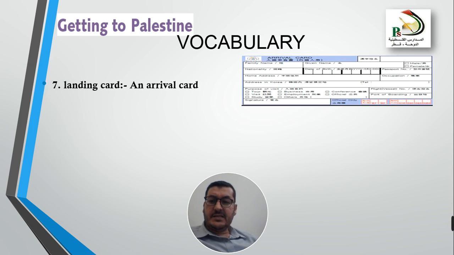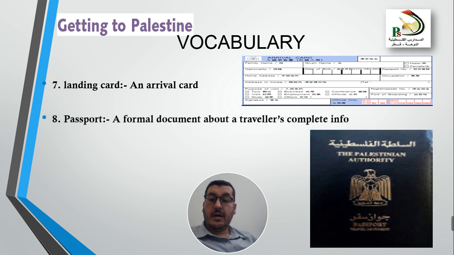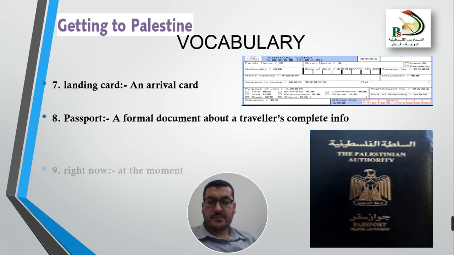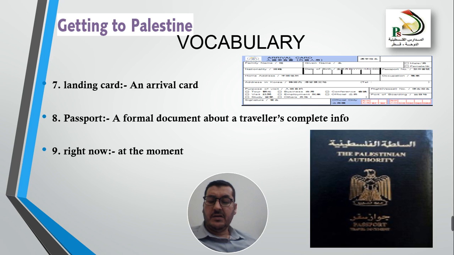Okay, this is landing card and arrival card. This is the card that you have to have when you reach any place or any airport coming from the plane. Okay, and passport is a formal document about a traveler's complete information, a small book that we use to travel to any place around the world. Number 9, we have right now. It means at the moment. And also we have flight, a plane flying to someone or to somewhere.